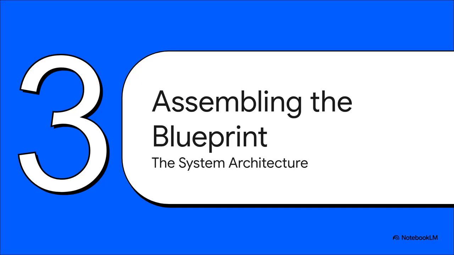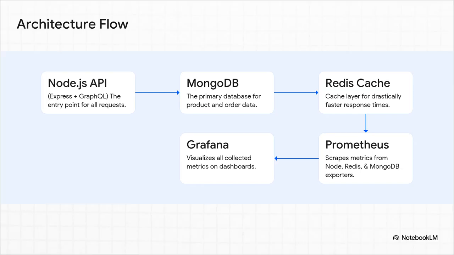Okay, so we've got our tools. Now let's look at the blueprint. How do all these pieces actually fit together to create one cohesive, high-performance, and observable system? The flow here is actually pretty clean. A request comes in, hits the Node.js API. The API is smart. It first checks the Redis cache. If the data's there, boom, super fast response. If not, okay, then it goes and queries the MongoDB database. And the whole time, Prometheus is in the background, just constantly scraping metrics from every component and feeding them right into Grafana for us to see. And the best part? The entire stack, the whole shebang, is orchestrated with Docker Compose, which makes it surprisingly simple to get up and running.